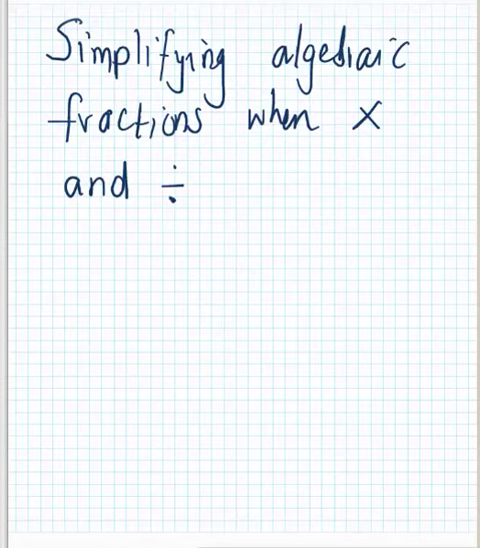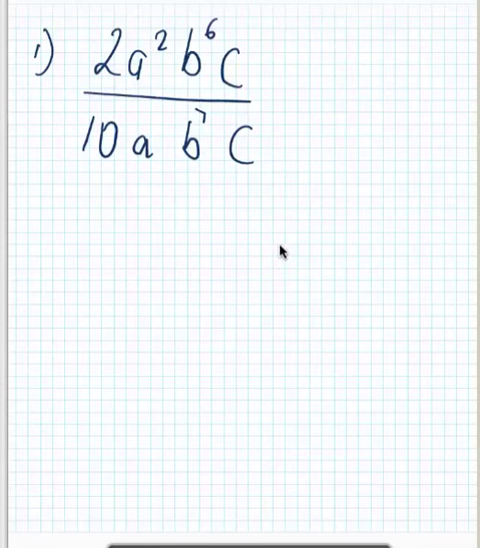Hi, this session is on simplifying algebraic fractions when we multiply and divide. Now with our first question, we have done these many times and we can see how we are dividing two terms because we know the vinculum, the line here, means divide. So we'll start off with an easy one that we're used to.